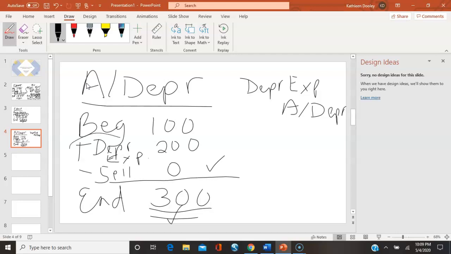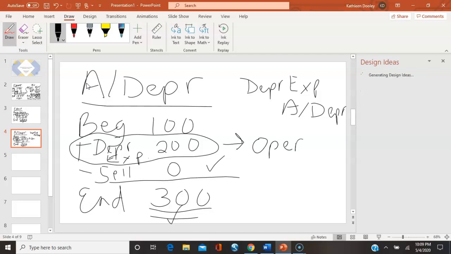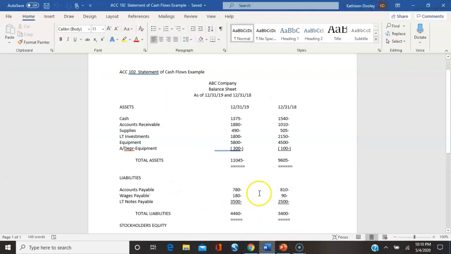And this depreciation expense, now remember that's a non-cash activity, and so that goes into our operating activity section, not into our investing activity section like all the rest of these long-term assets. Any depreciation expense is going to go into the operating activity section. Okay, so that finishes our long-term assets.